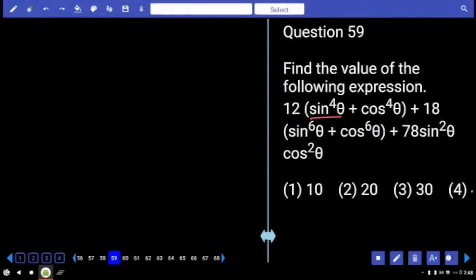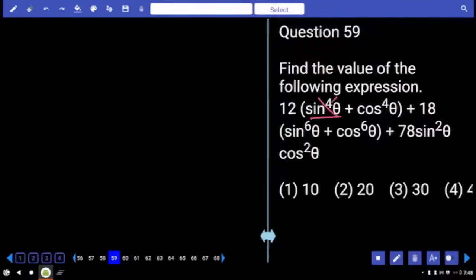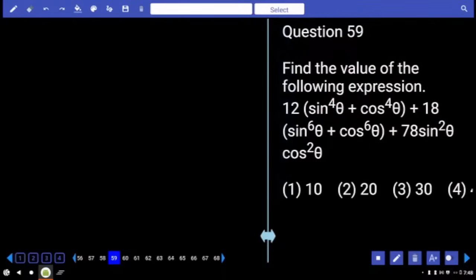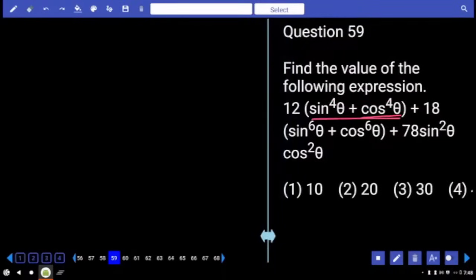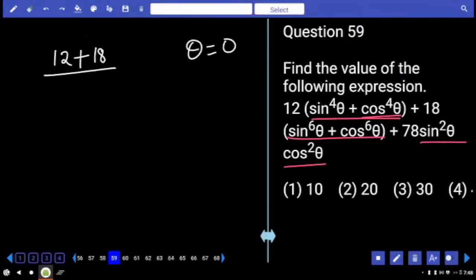Sin 0 is 0, so whatever the power, it is 0. Correct? Cos 0 is 1, so the number inside the bracket is 1. 12 into 1, 12, plus 18 into the same 0 plus 1, again it is 1. Sin square theta into cos square theta: 0 into any number is 0. So the final answer is 30. I am substituting theta equal to 0. You can substitute whatever value you want: 90 degrees, 45 degrees, 60, 30, whatever you want.